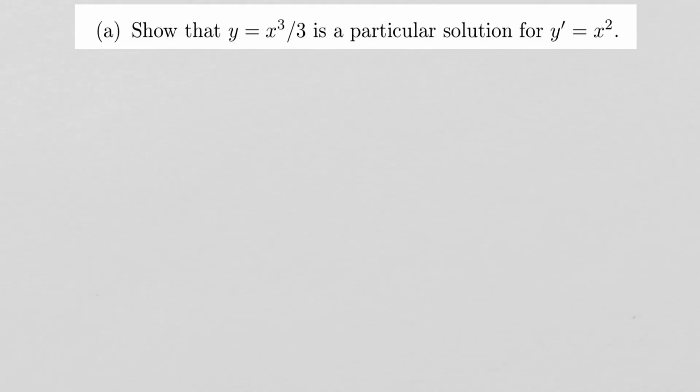In A, our function is y equal to x to power 3 divided by 3. The derivative of y would be 3x squared divided by 3. That is just x squared. Well, we can read from here that the derivative of y is equal to x squared. So our equation is okay.